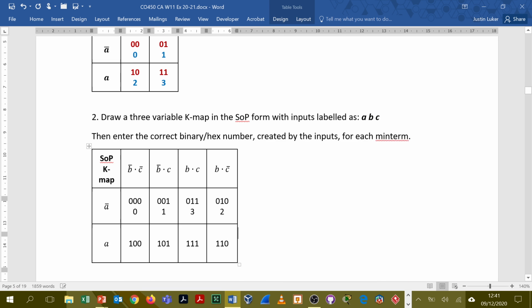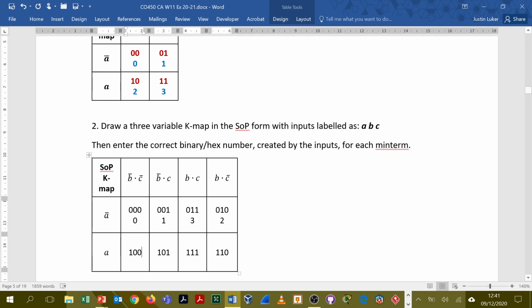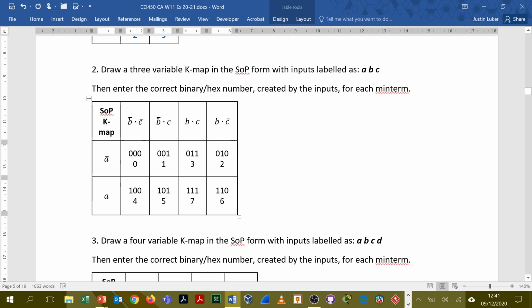This is when your binary to hex conversion comes into its own. That's 4. That's 5. That's 7. And finally, we have 6. Okay, so that's numbering the min-term cells in both binary and hex based on the inputs that are coming in from A, B, C in the same order. So A, B, C, left to right.